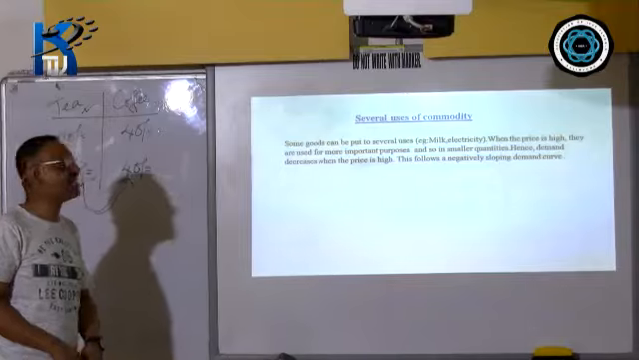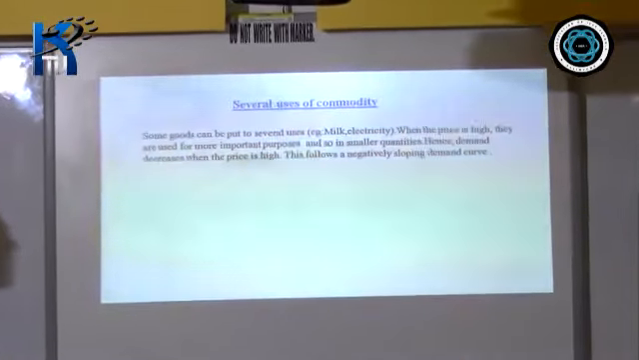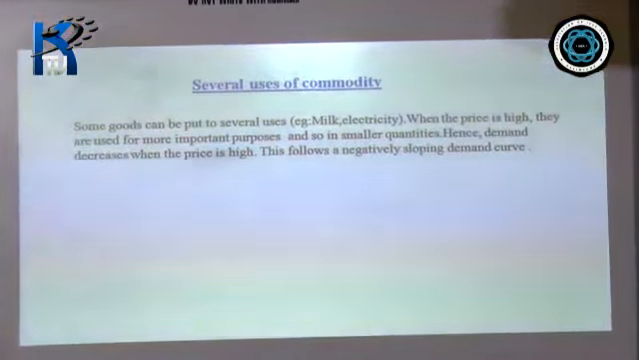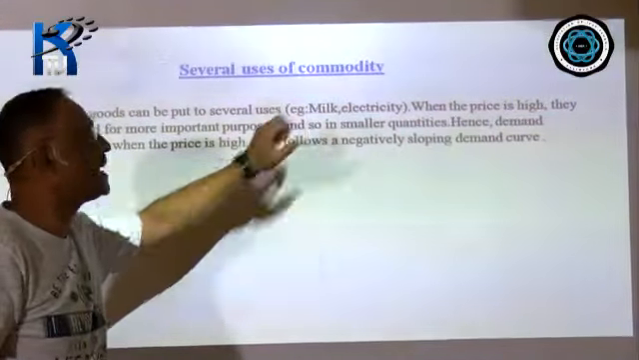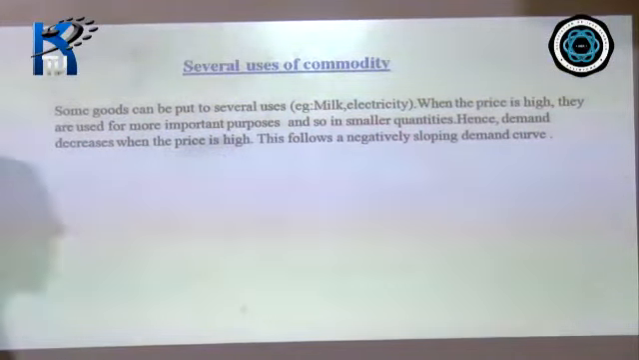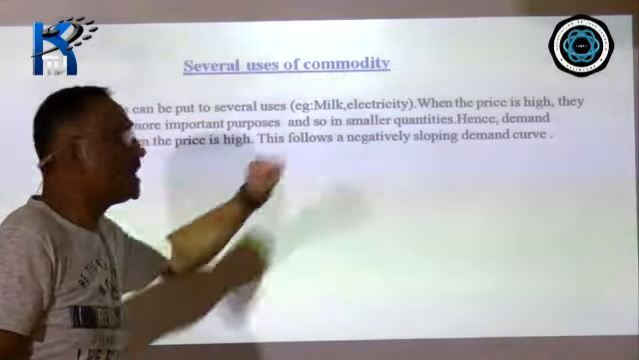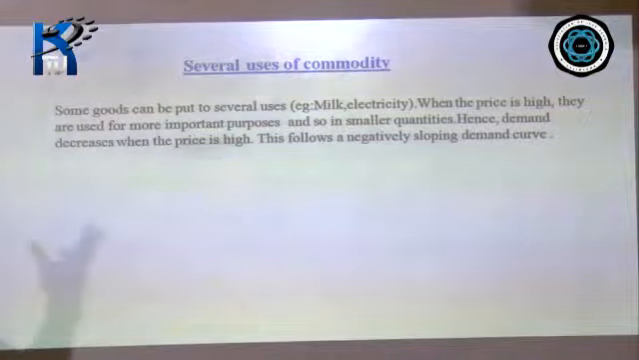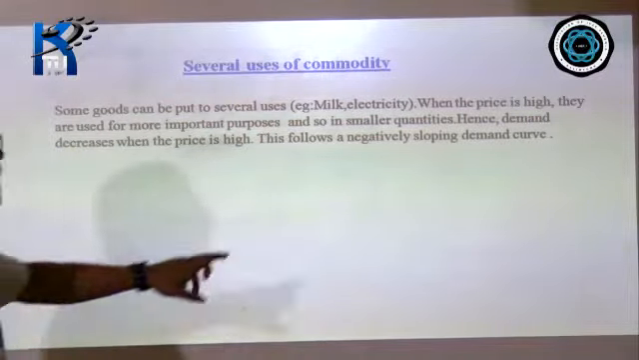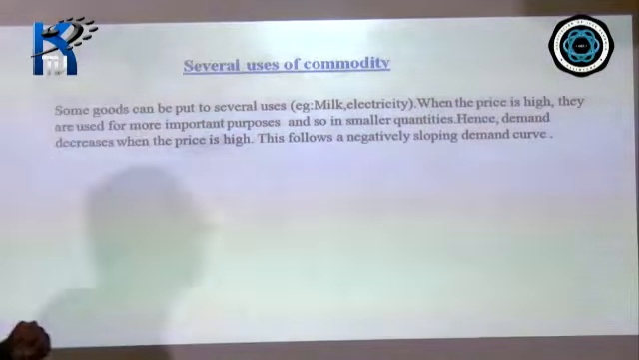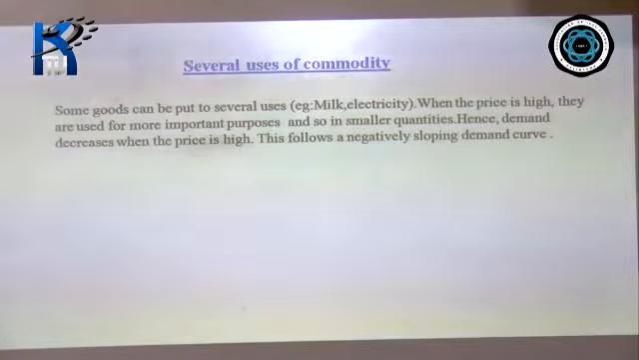The next thing is several uses of a commodity. Whenever you take several uses of a commodity, you could take milk. Milk has several uses. Milk to make coffee, milk to make paneer, curd. Electricity has many uses. For lighting purpose, to pump water, to charge your mobile, to watch TV. Electricity has many uses. Okay. We will take an example of electricity. What happens to electricity which has several uses?